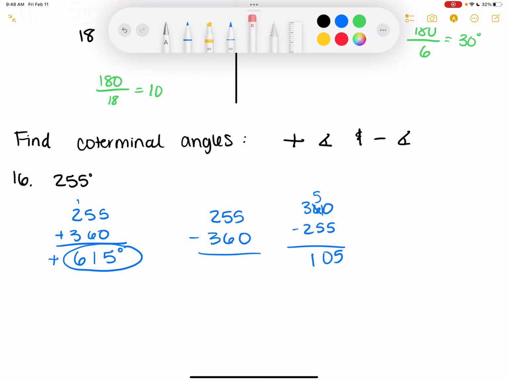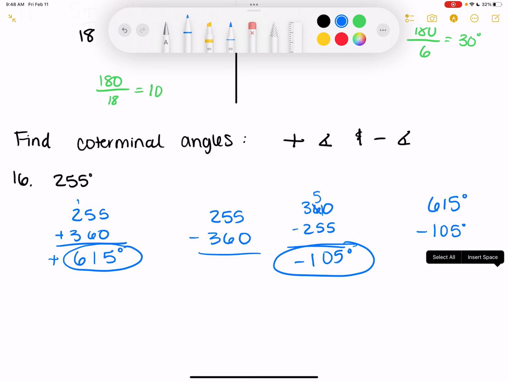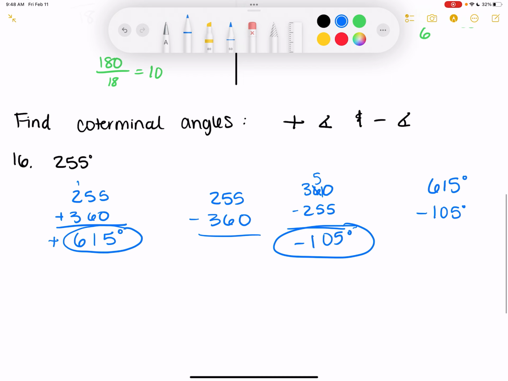So then you can do your normal subtraction. So what is that? Negative 105. Okay, so that's going to be your negative answer. So 615 degrees and negative 105. Okay. So it's really easy. So those would be your 2 coterminal angles.